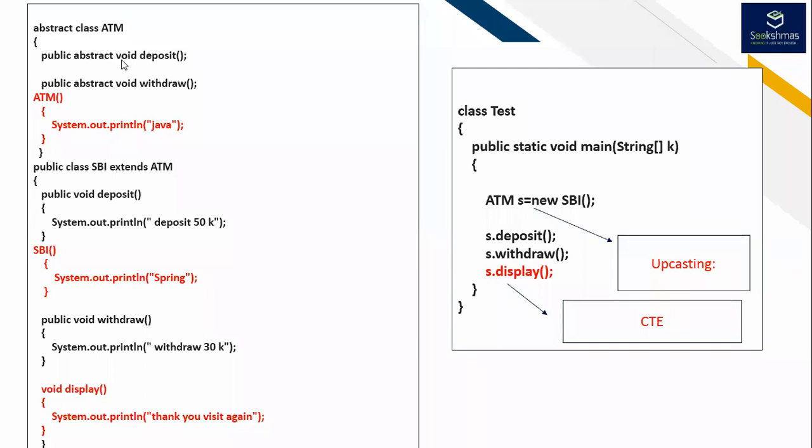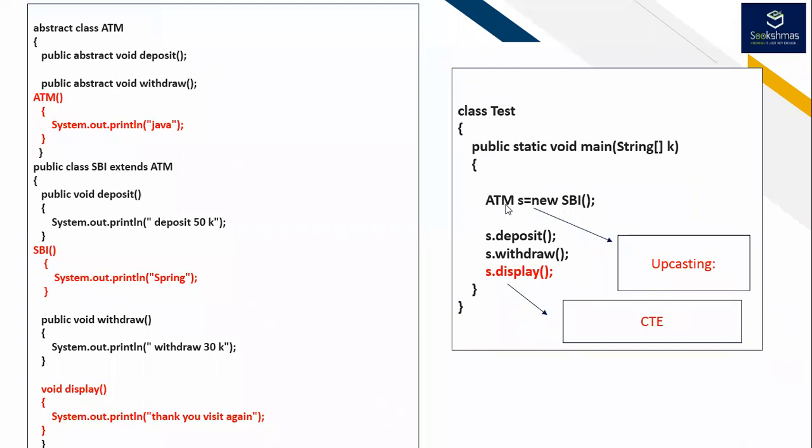Abstract class ATM. We have two methods, deposit and withdraw. A constructor is there. Fine. Public class SBI extends from the ATM, with the deposit implementation and withdraw implementation. Again the constructor of the SBI, the derived class constructor, and void display. This is a unique method that is not present in the base class ATM. This is a concrete method, a unique method, not present in the ATM, only present in the SBI.